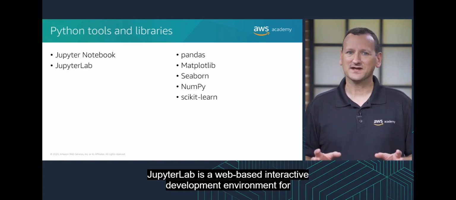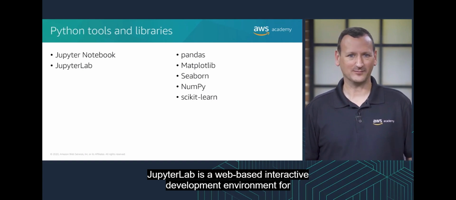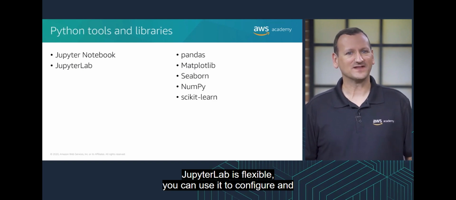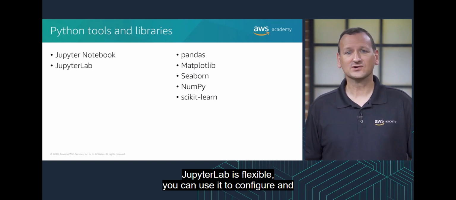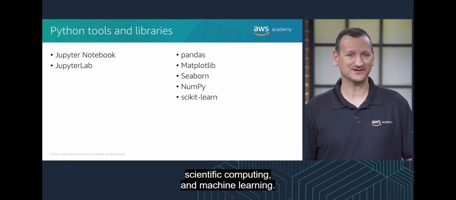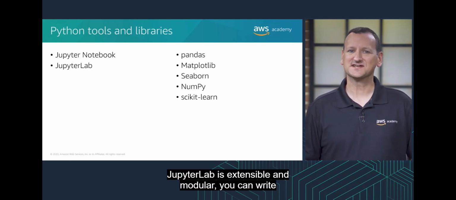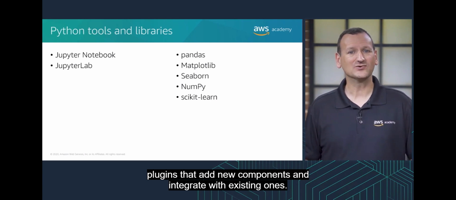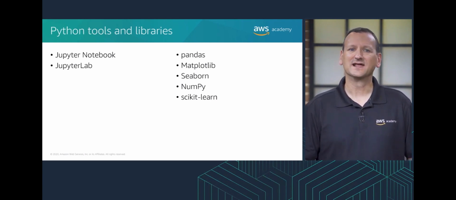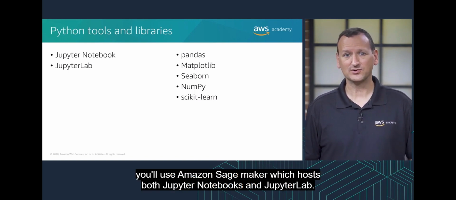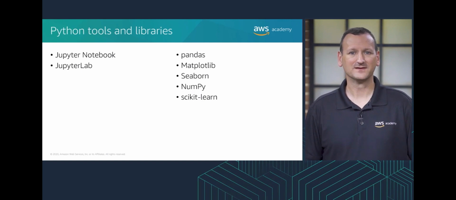Jupyter Lab is a web-based interactive development environment for Jupyter notebooks, code, and data. Jupyter Lab is flexible. You can use it to configure and arrange the user interface to support a wide range of workflows in data science, scientific computing, and machine learning. Jupyter Lab is extensible and modular. You can write plugins that add new components and integrate with existing ones. Later in this course, you'll use Amazon SageMaker, which hosts both Jupyter Notebooks and Jupyter Lab.